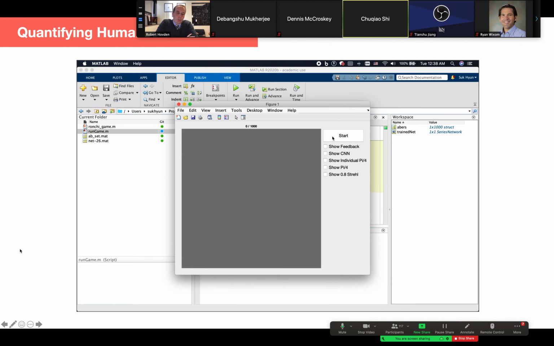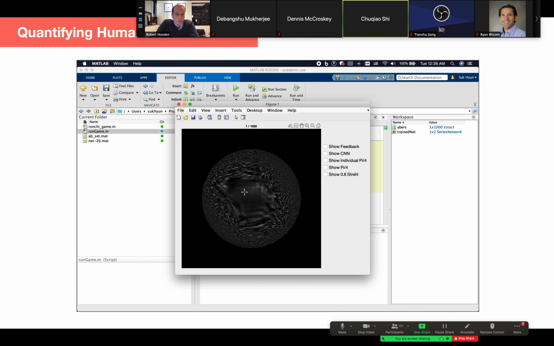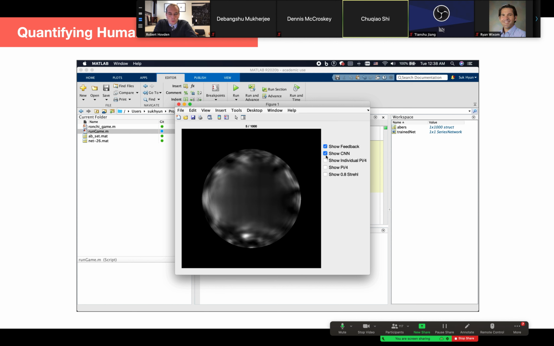So we want to also evaluate how well humans perform. So what we did is we made a game where trained electron microscopists can choose the apertures for randomly generated Ronchigrams. So here I'm showing how that game is played. You effectively draw the aperture you want, where you think it belongs, and you can get statistics. You can also get feedback from this game.